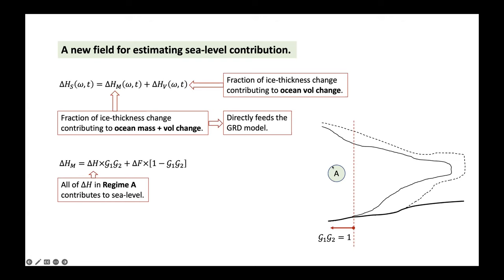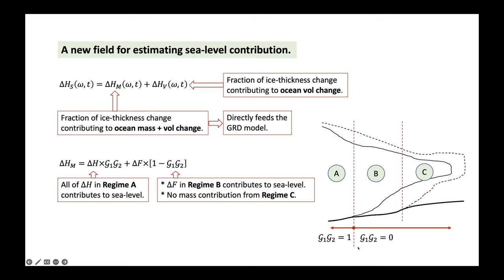And elsewhere, where this takes a value of zero, the change in height of flotation contributes to sea level. And this part we can also divide into two parts, because regime B is where the grounded ice has now floated, or the reverse might happen. And regime C is where the floating ice remains floating.